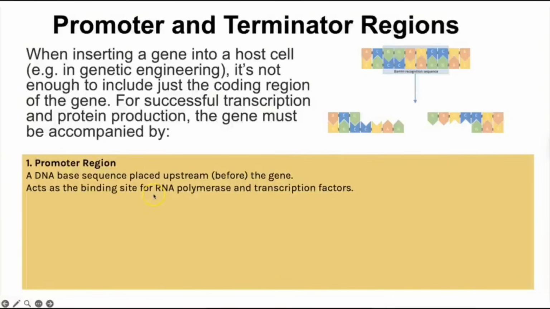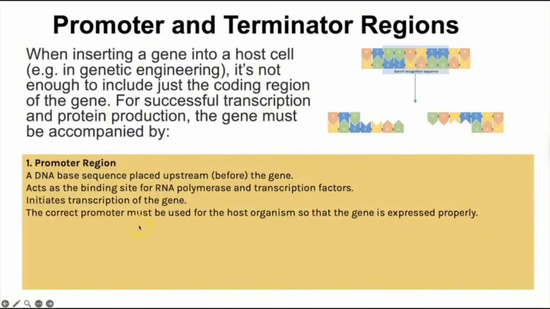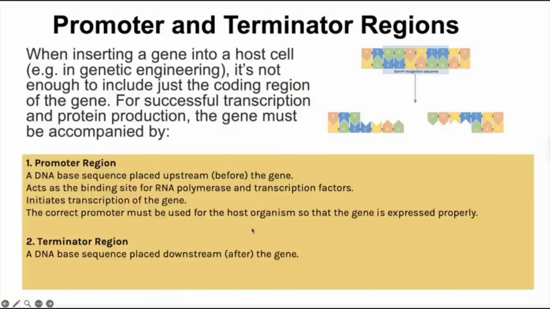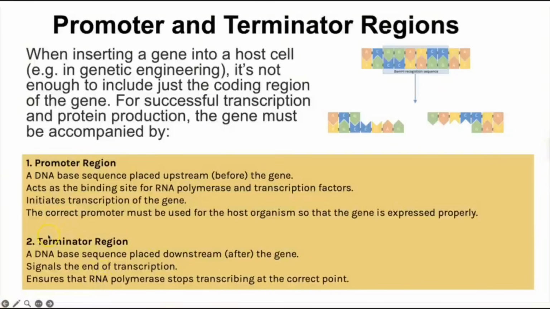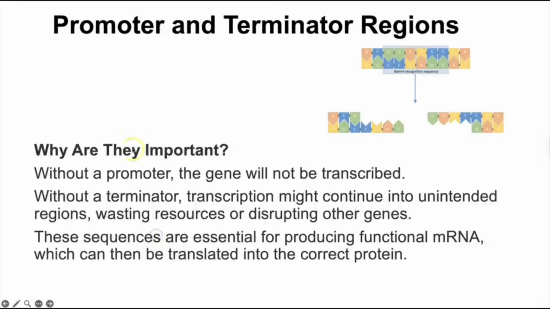And that acts as a binding site so that RNA polymerase and transcriptional factors have something to bind to so they can initiate transcription. The correct promoter must be used for the host organism though, so that the gene is expressed properly. Now at the very end of the gene, a DNA base sequence is added as well, and that's called the terminator region. And that will signal the end of transcription and it ensures that RNA polymerase will detach and it stops transcribing at the correct point.